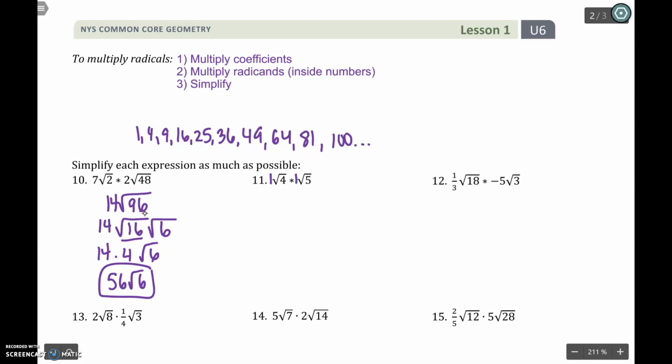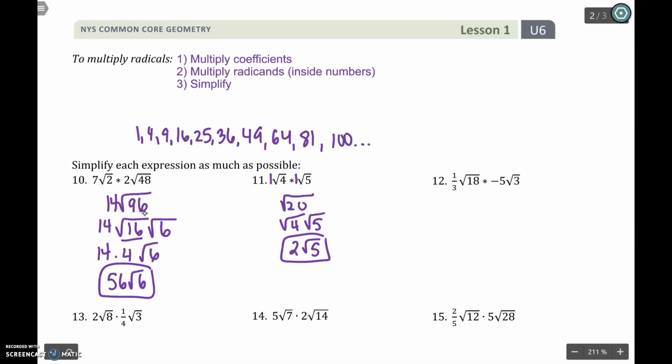If there's no number in front, that's really a 1. 1 times 1 is itself, 1. And then we have our 20 here. So now we're going to simplify. The largest perfect square that goes into 20 is that 4 from up here. And so we get 2 radical 5.